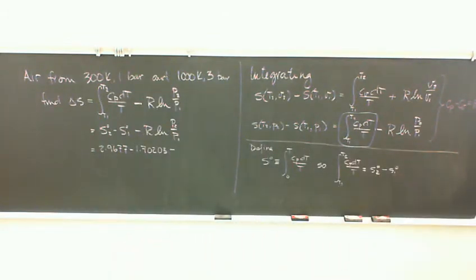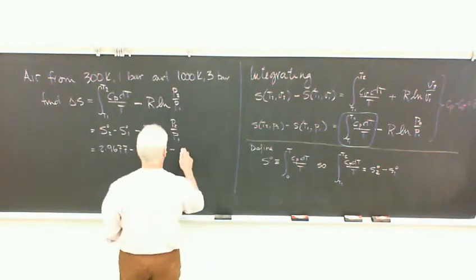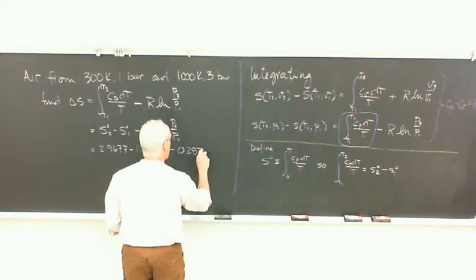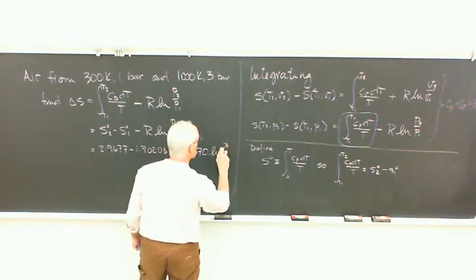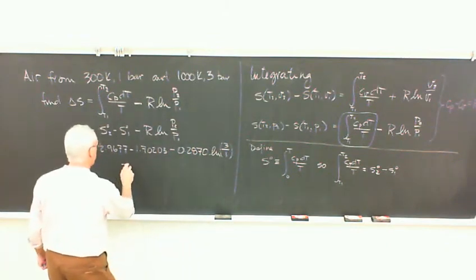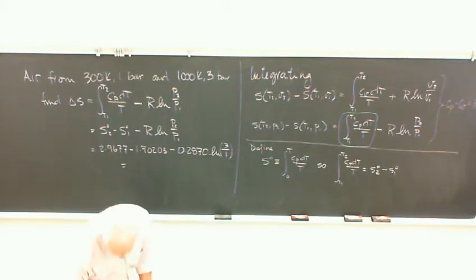The gas constant for air is just in one of the other tables. For air, the gas constant is 0.287. Watch the units. Units are okay, it's just what we need. Then the log of the pressures. And so we know the entropy change for that process.